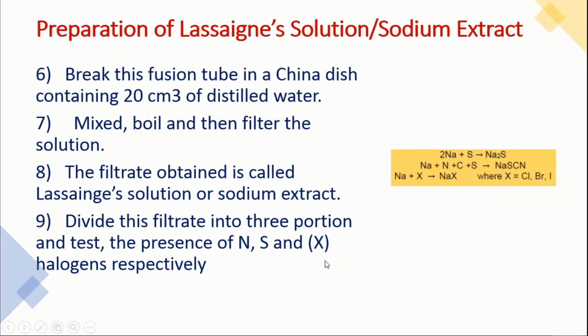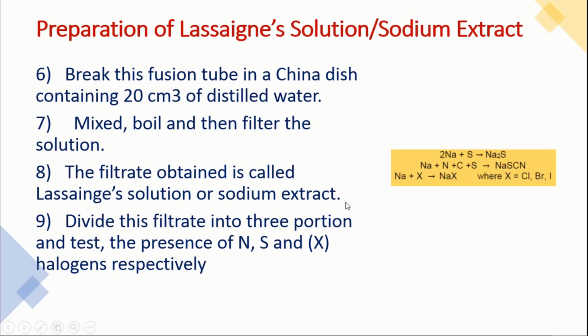And when its bottom becomes red hot, then break this fusion tube in a china dish containing about 20 cubic centimeters of water. We will boil, mix, and then filter the solution. Now this solution is going to filter, and the filtrate obtained is called Lassaigne's solution or sodium extract.